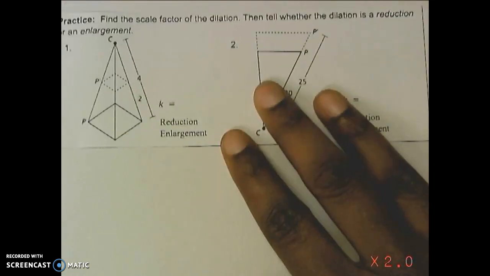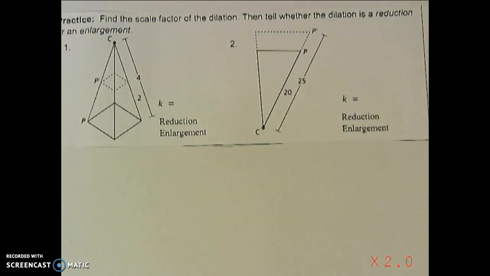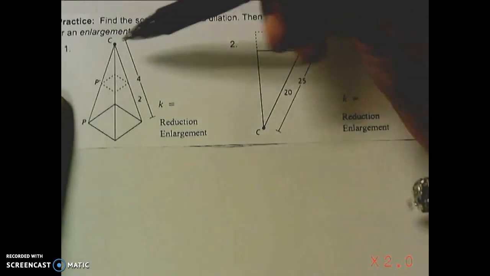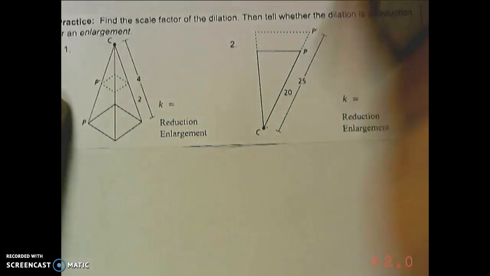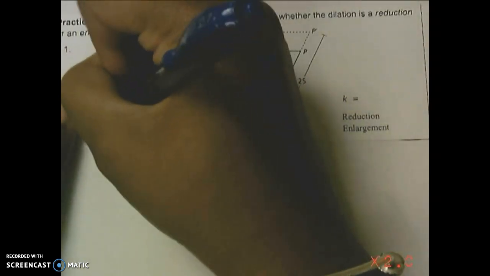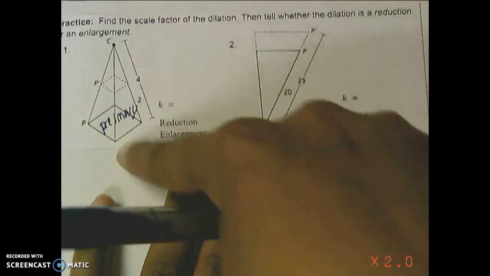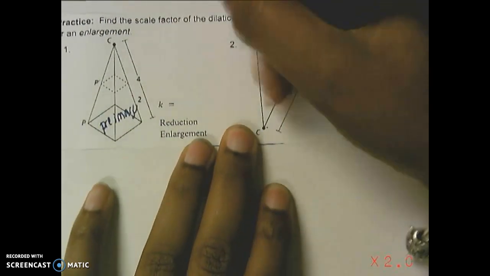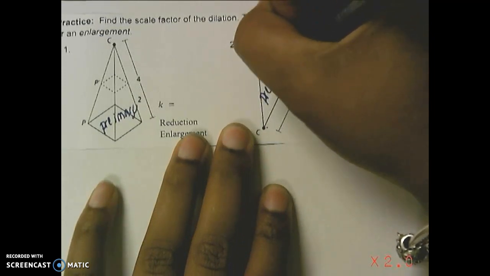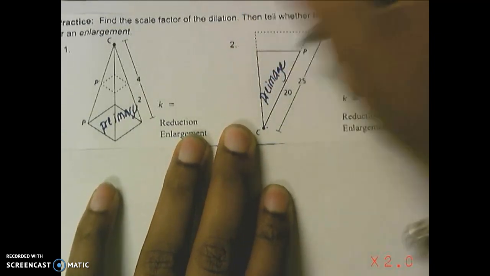Okay, so the directions say find the scale factor of the dilation, then tell whether the dilation is a reduction or an enlargement. So when you look at the picture, our center of dilation is C on both of those, and our pre-image is the one that's a solid shape. So on number 1, it's the quadrilateral down at the bottom, and on number 2, kind of similar, but it's also the quadrilateral at the bottom.